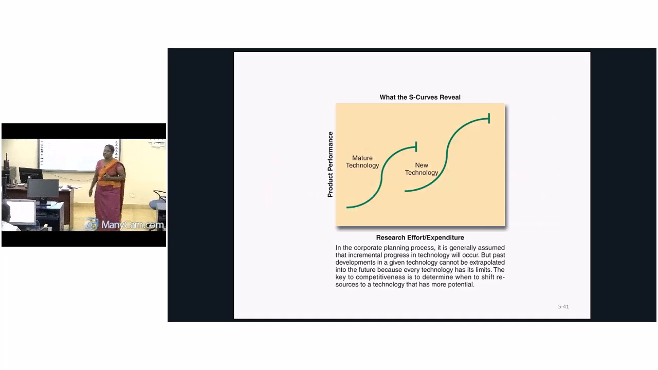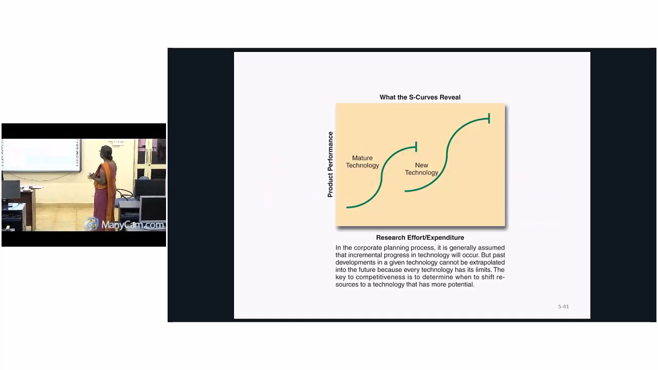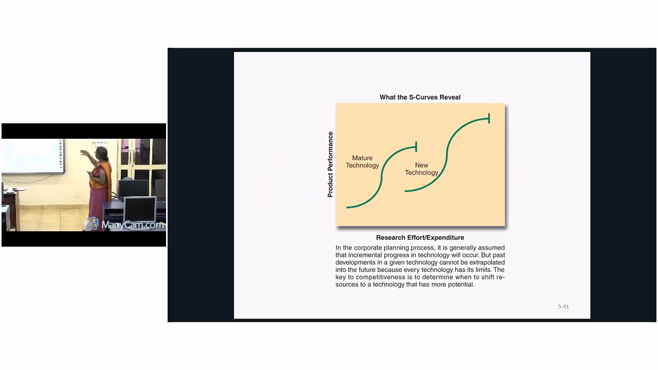This is what we call the S-curve relating to technology. It says that when product performance goes up and stops at a certain level, you have to introduce a new technology. You start with a new technology, it goes up and levels off at a certain level, then you again start with another new technology.